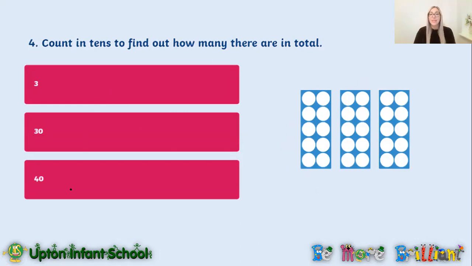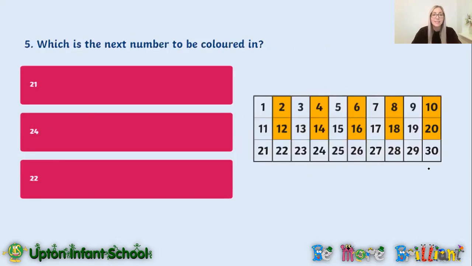Okay, well done, everybody. Shouting out at me, the answer is 30. Fantastic, well done, everybody. I know it's 30 because I have got 3 10s. 10, 10, and 10. 3 10s is 30. Brilliant.